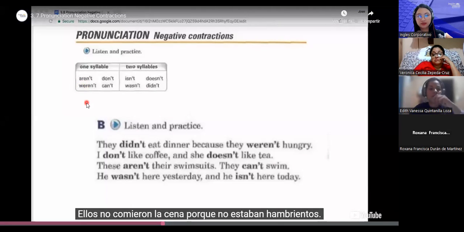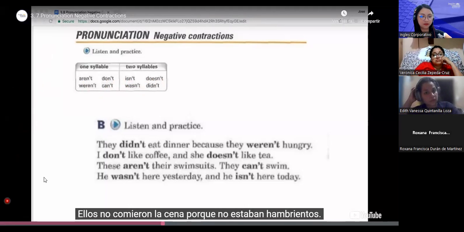Y en el presente también. Aren't, weren't. Y ese es, obviamente, es una sola sílaba, no hay confusión. Don't, can't. Isn't, aquí dos sílabas. Wasn't, doesn't, and didn't. Creo que este es el reto, pronunciar aren't and weren't in a single syllable. Revisemos los ejemplos que tenemos acá.